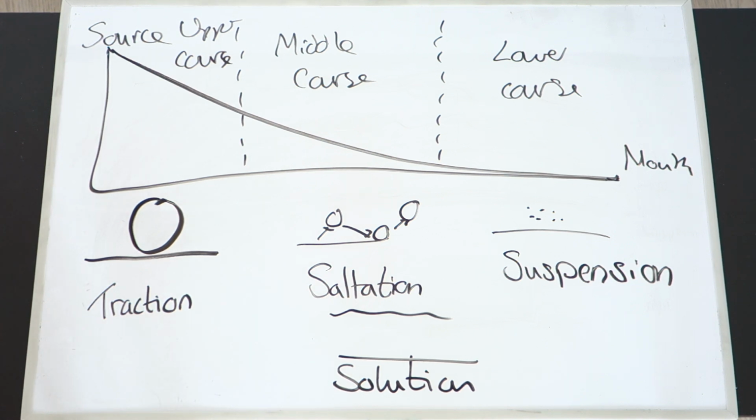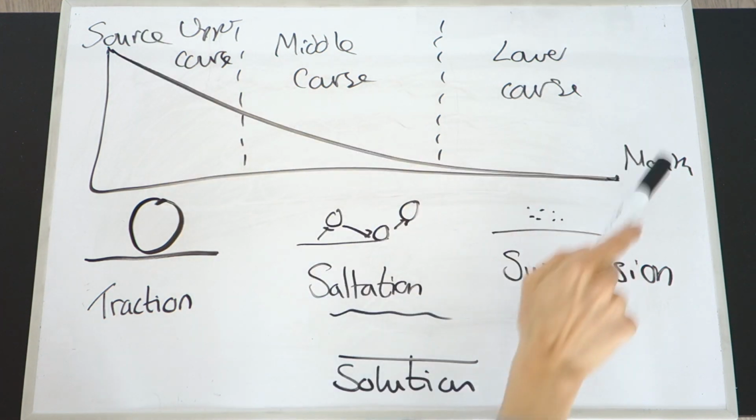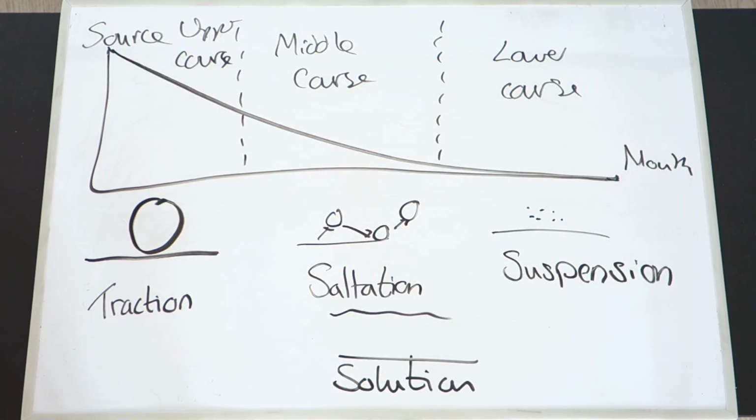So there we go. Most important points. The things that the river carries, the load, gets smaller as the river flows from the source to its mouth. And as a result of that, there are 4 different types of transportation, or 4 different ways the river moves its load. Traction, saltation, suspension, and solution.